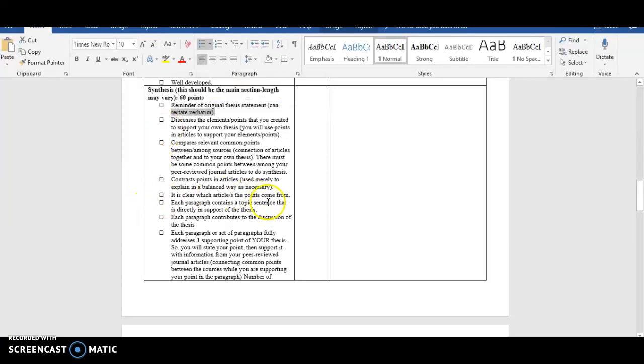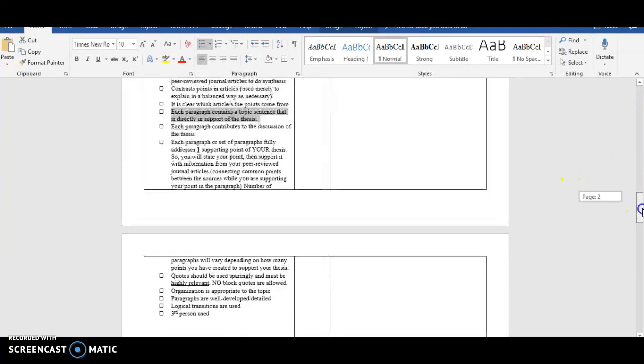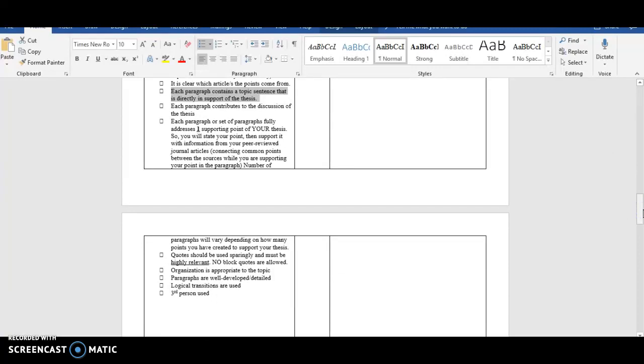Is it clear where the points came from? That's according to Jones, the author, or the author discusses. So you can also use the in-text citations to make clear that it's coming from a certain source. Each paragraph has to contain topic sentences. They have to be well developed. You have to avoid any first-person discussions in this as well. So please read through this very, very carefully to make sure that you are doing what you need to do.